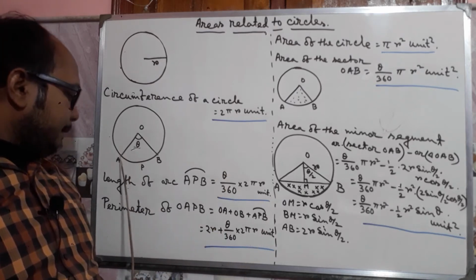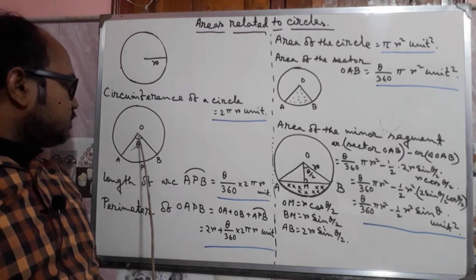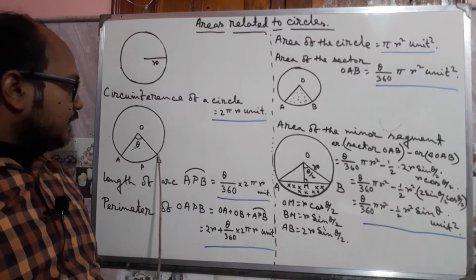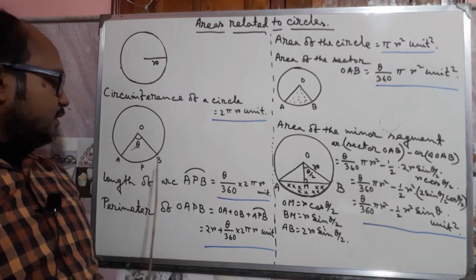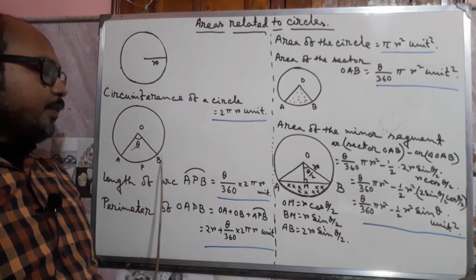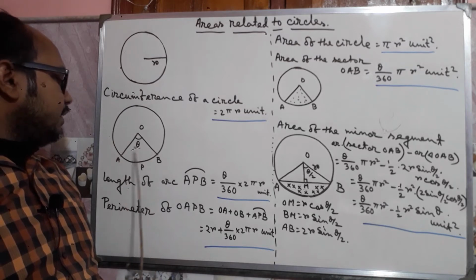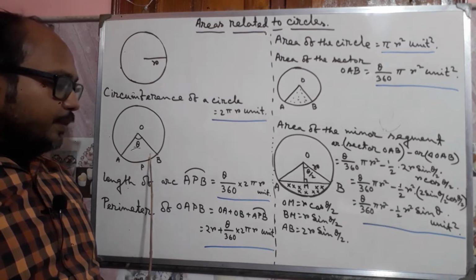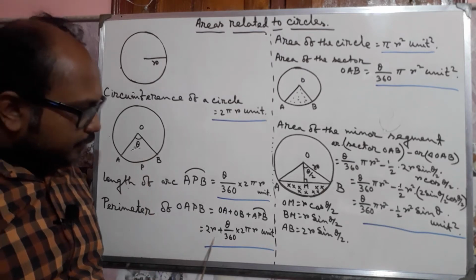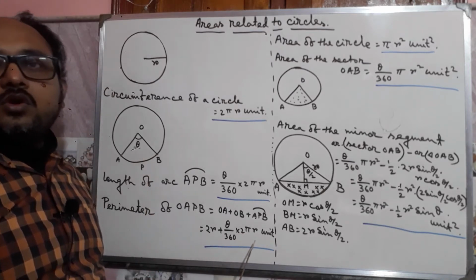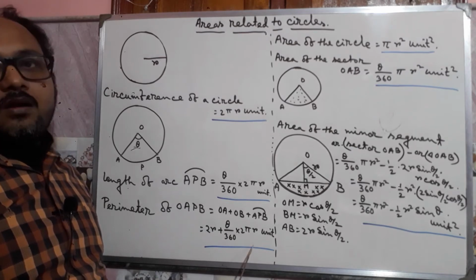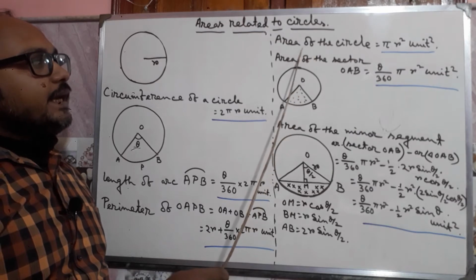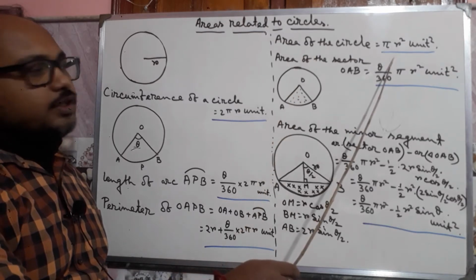Then what is the perimeter of this closed field, that is OAPBO? You see, OA plus OB plus this arc APB, that is r plus r plus theta by 360 into 2 pi r, that will be 2r plus theta by 360 into 2 pi r unit. Okay. Now come to the area. What is the area of a circle? That is pi r square unit square.